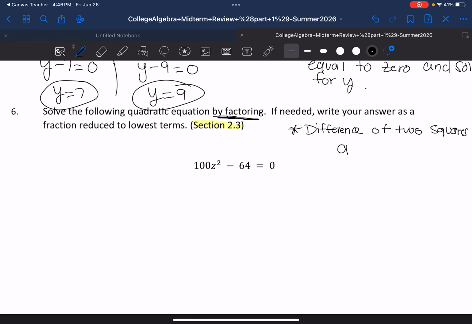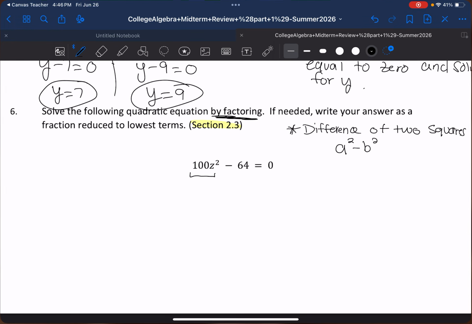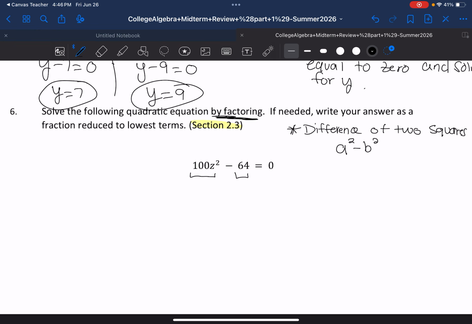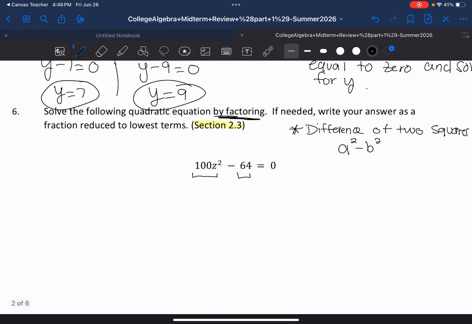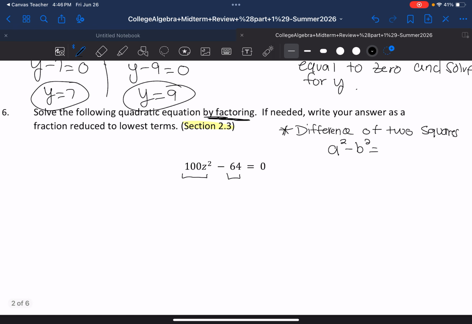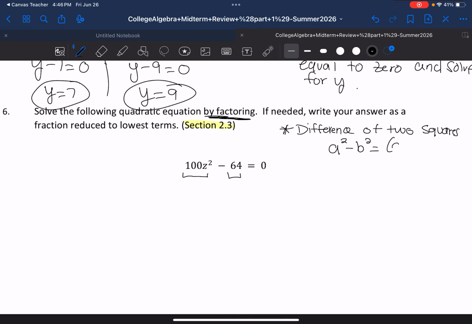And that takes the form a squared minus b squared. That's what this is. All of this is something that can be rewritten as something squared minus, and then 64 can be written as a number squared. And when I have something in that form, this factors to a plus b times a minus b. So this is actually a formula that you can have on your flashcard.